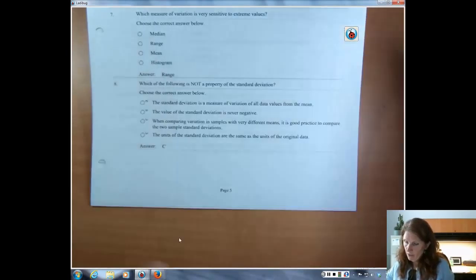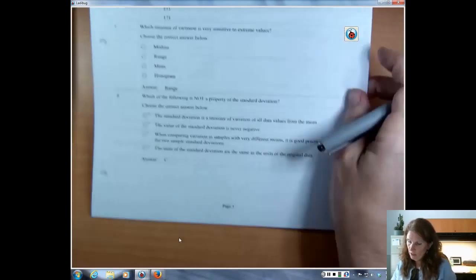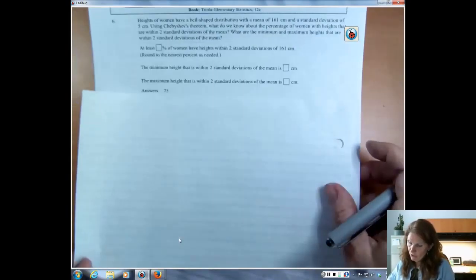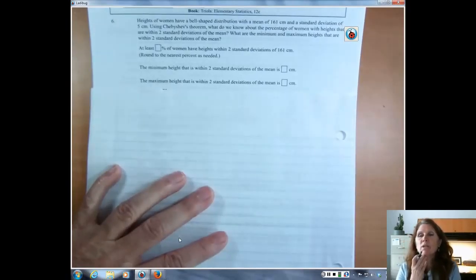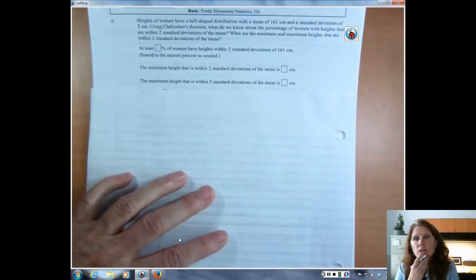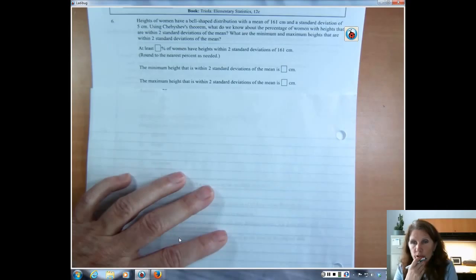Okay. I think this one you could probably do now. Heights of women have a bell-shaped distribution with a mean of 161 and a standard deviation of 5. Use Chebyshev's theorem. What do we know about the percentage of women with heights that are within 2 standard deviations of the mean? What are the minimum and maximum heights that are within 2 standard deviations of the mean?